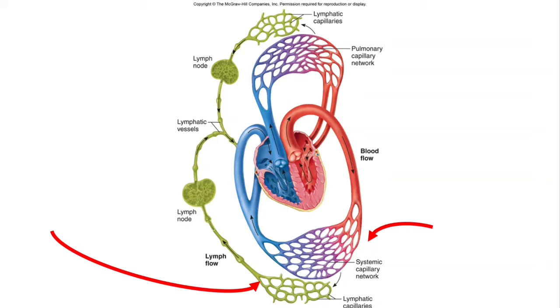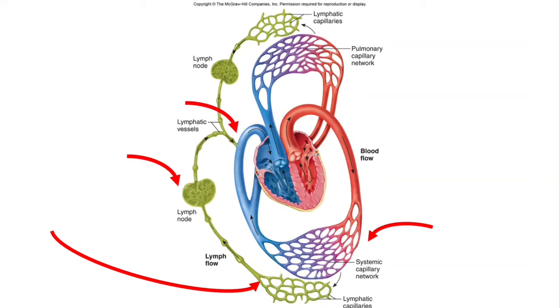The problem is that we have large molecules produced by the cells, or we have foreign bodies like bacteria. These structures cannot get into the venous side of the capillaries. Therefore, we need a system that will pick up these large molecules. And this system is the lymphatic system.